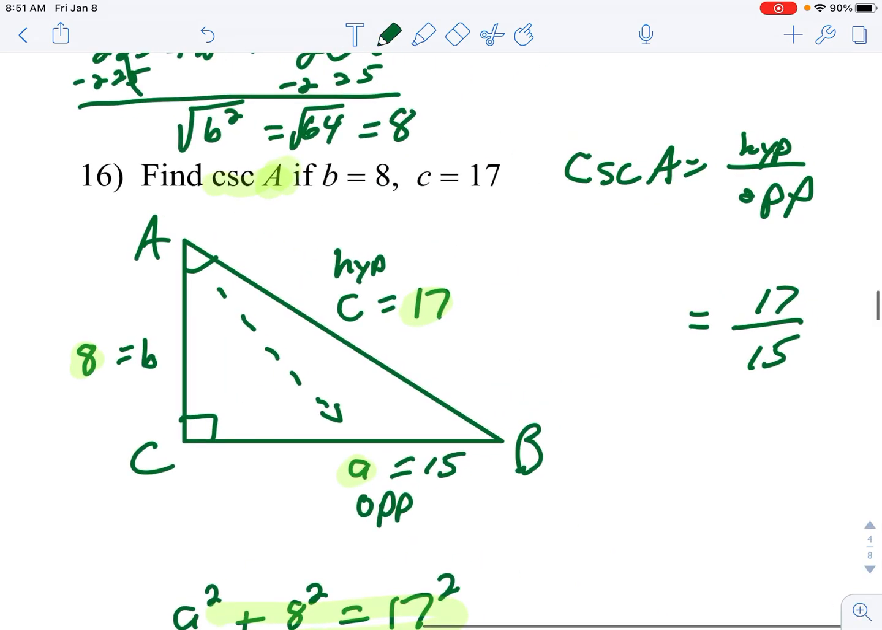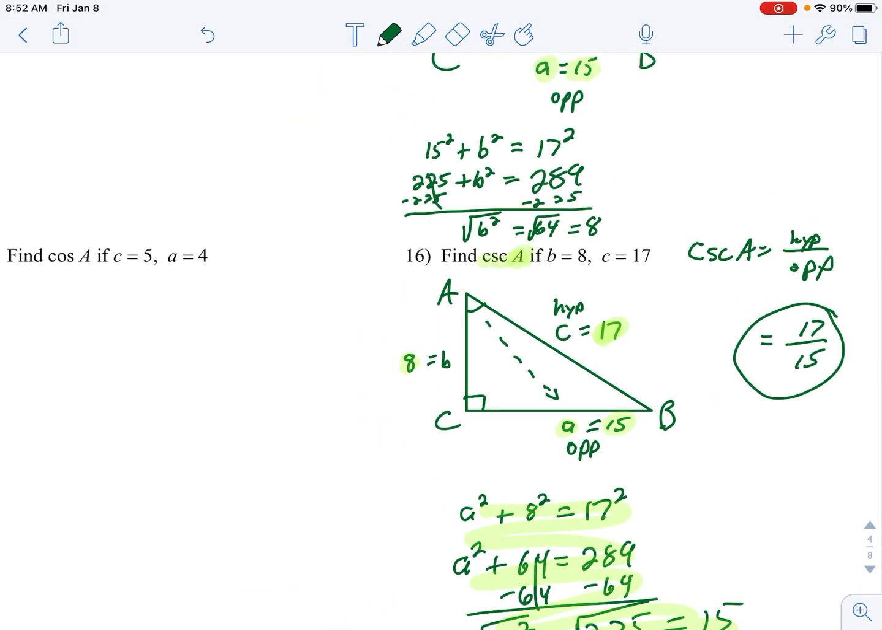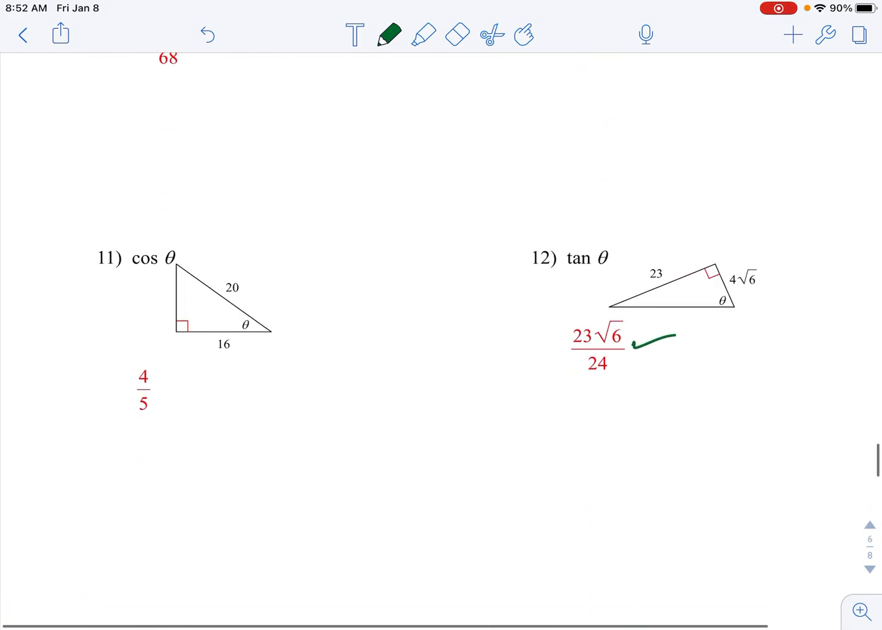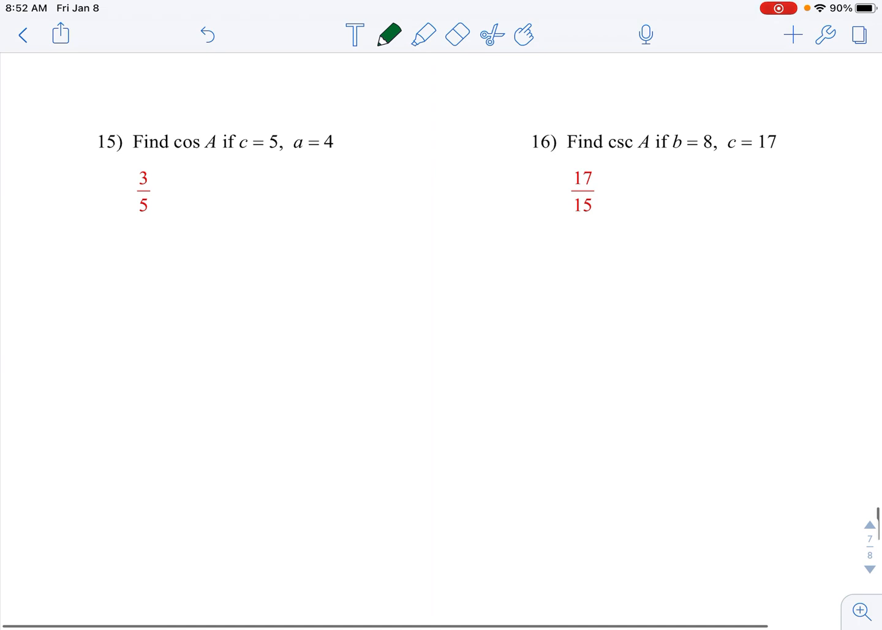But anyway, hypotenuse over opposite. Hypotenuse is 17. Opposite is 15. Put 17 over 15. It does not reduce. Therefore, we would say that's it.